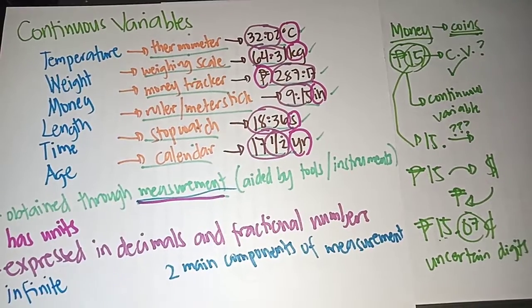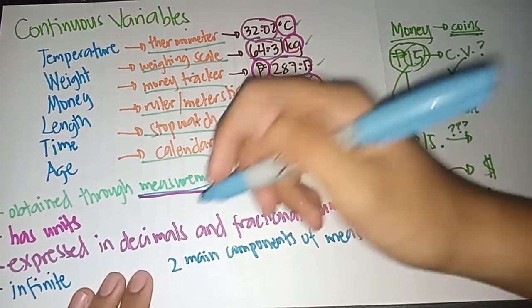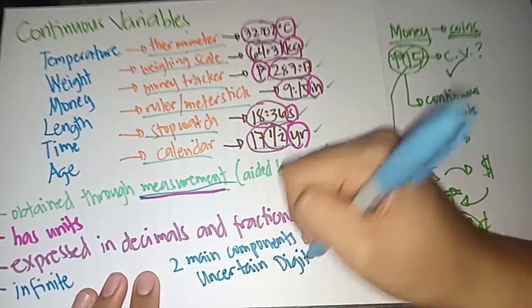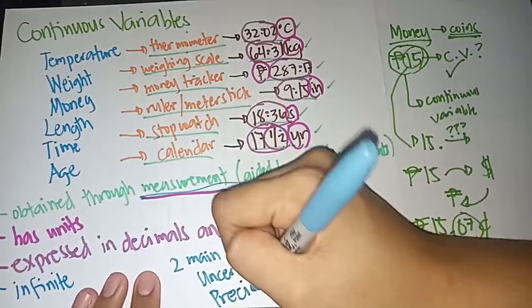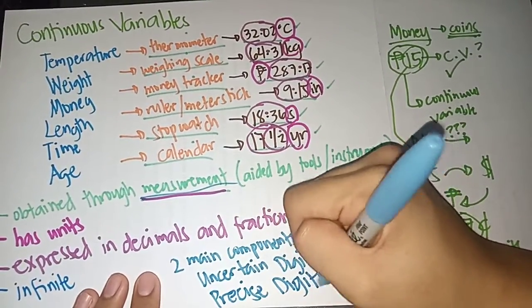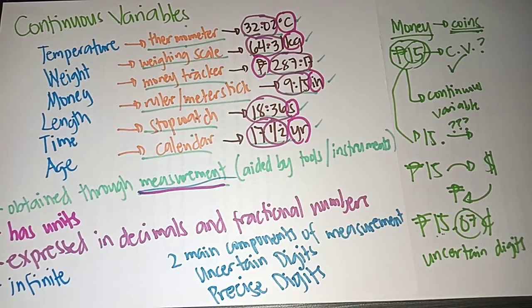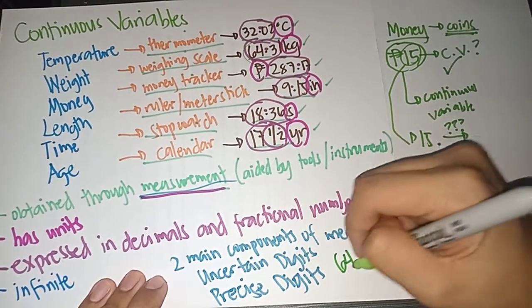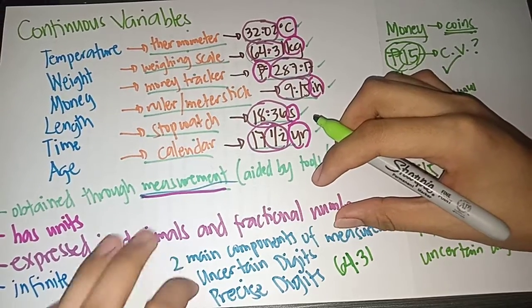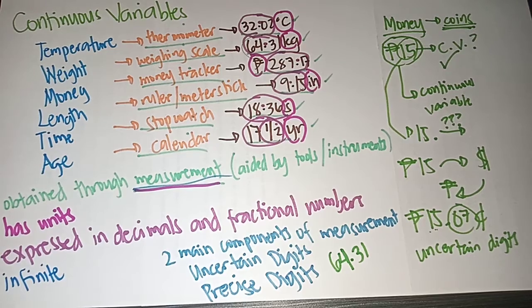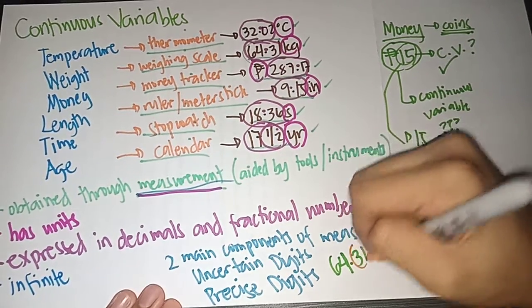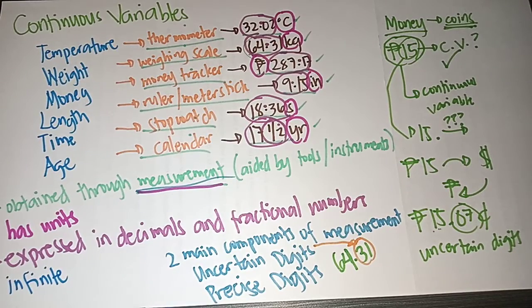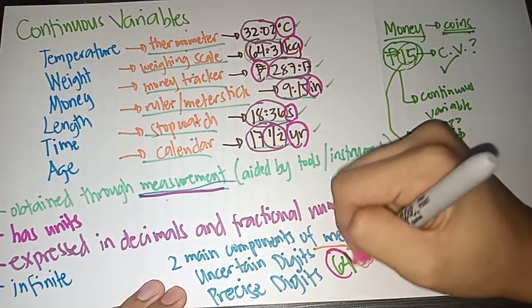So, we have two. We have actually two main components of measurements, and those are the uncertain digits and the precise digits. So, what are the uncertain digits and what are the precise digits? Let us have this example. Let's say we have this weight of 64.31 kilograms. The uncertain digits in this specific value is actually the 31, while the precise digits in this value is actually the number 64.